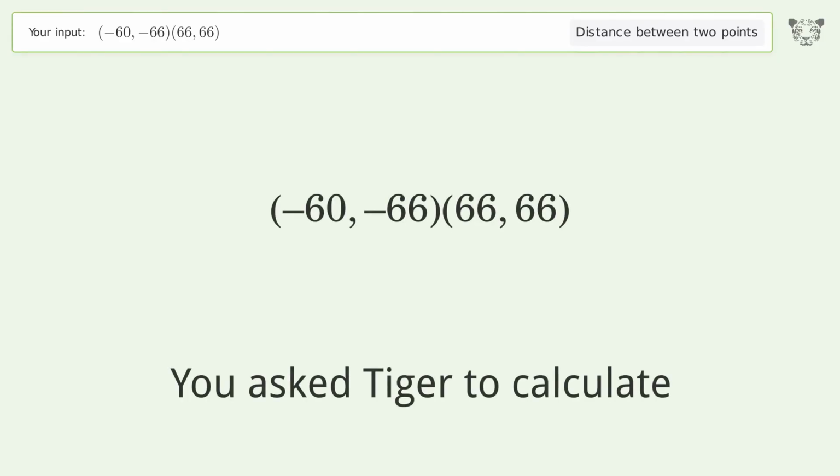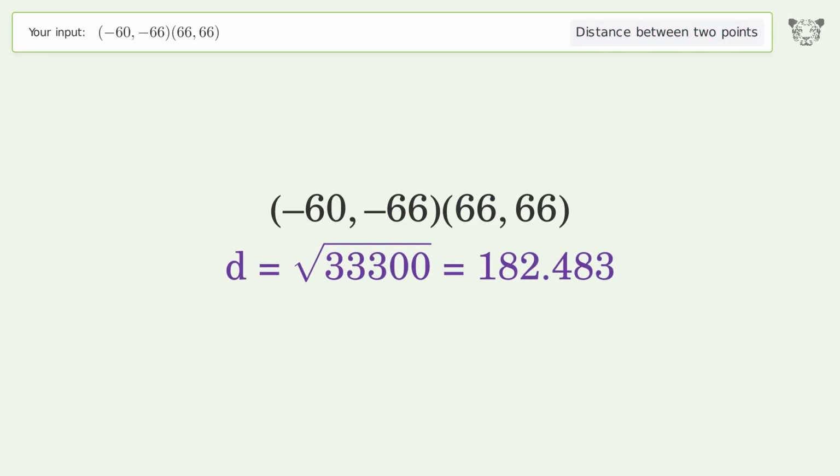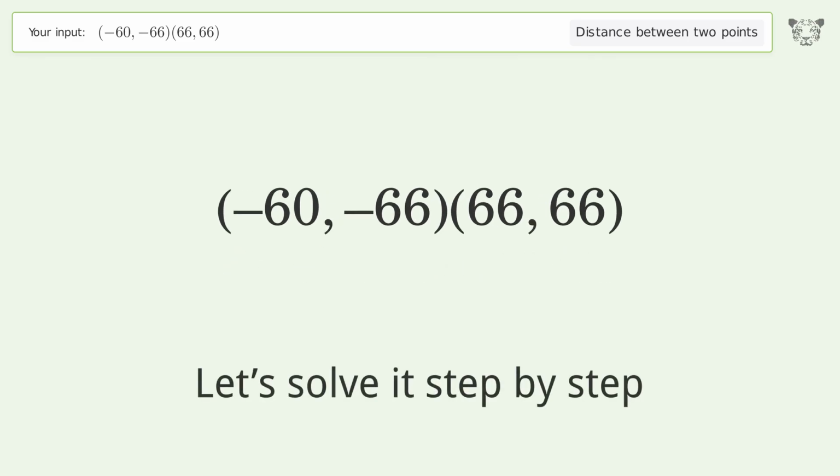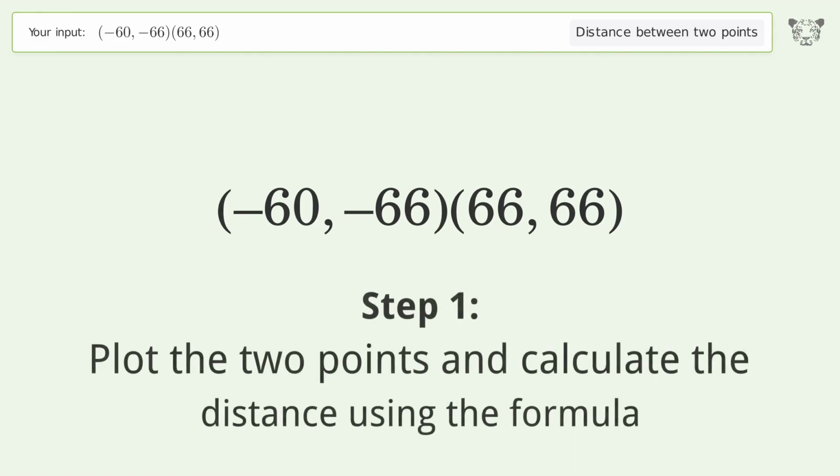You ask Tiger to calculate. This deals with the distance between 2 points. The distance between the 2 points is the square root of 33,300, or 182.483. Let's solve it step by step. Plot the 2 points and calculate the distance using the formula.